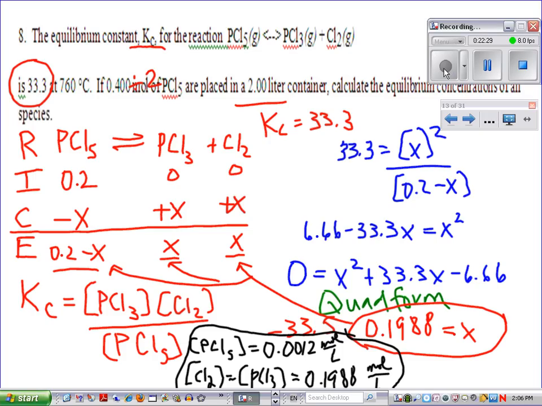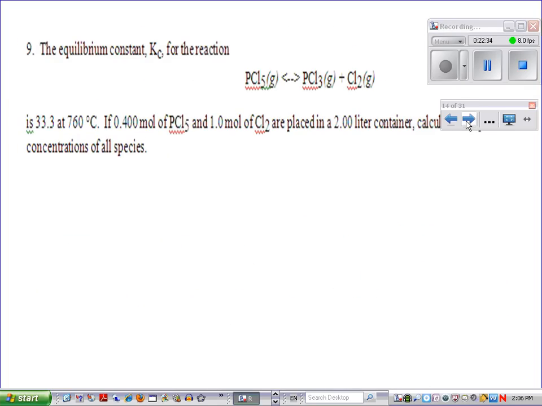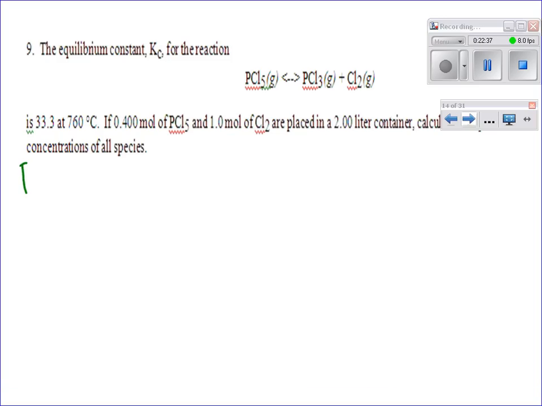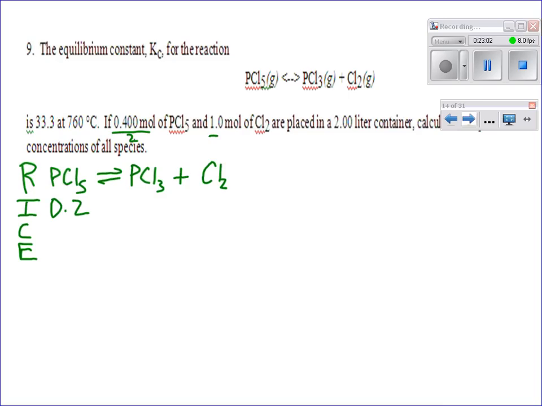Okay, last one. It's going to be very similar to the other problem, but this time instead of one initial concentration, you're going to have two. So let's start with our rice table again. I'm going to write smaller this time so I don't run out of room. And so PCl5. And again, not all equations shift to the right. Tomorrow we'll do a few that shift the other way. Not tomorrow, Monday. Our initial concentration of this, we're still in 2 liters, so that's going to be 0.2 of this. And it says that we have 1 mole of Cl2, so that's 0.5 molarity of that.